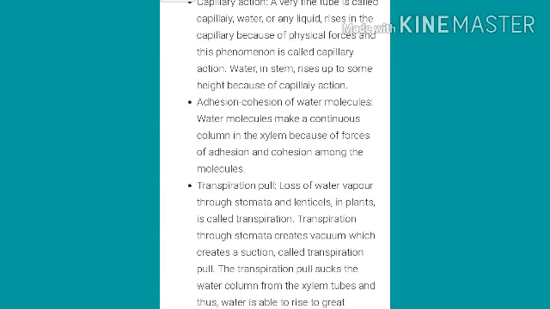Capillary action: a very fine tube is called a capillary. Water or any liquid rises in the capillary because of physical force and this phenomenon is called capillary action. Then cohesion of water molecules: water molecules make a continuous column in the xylem because of the force of adhesion and cohesion among the molecules.